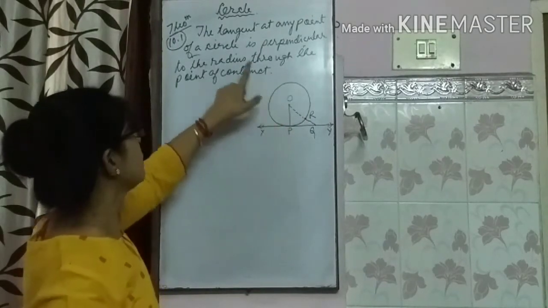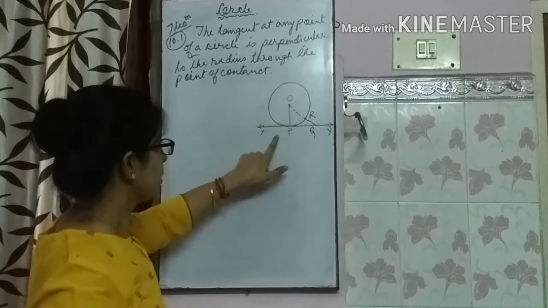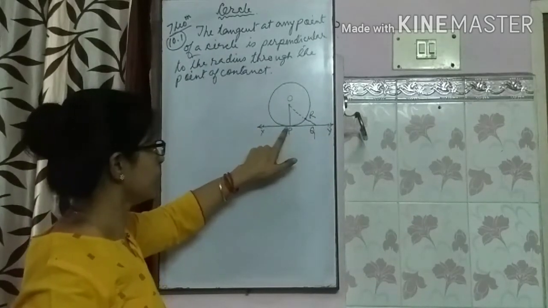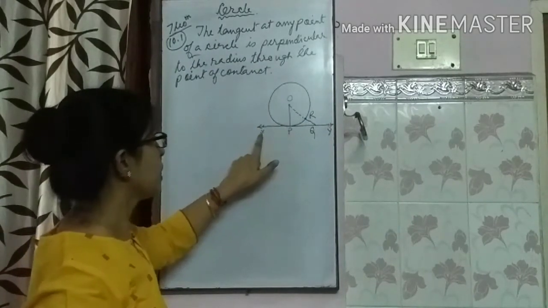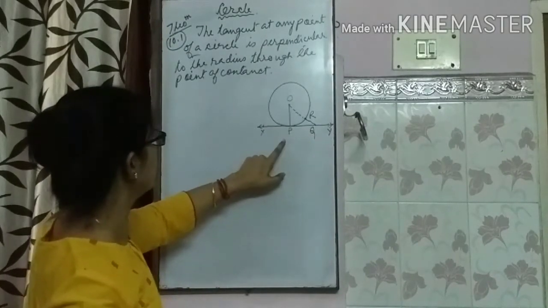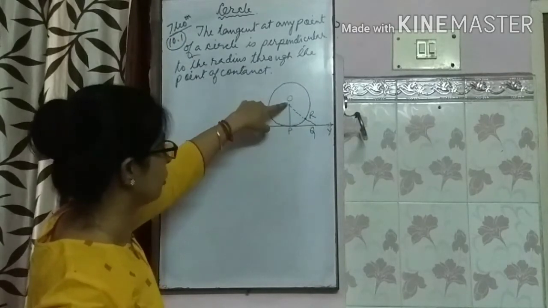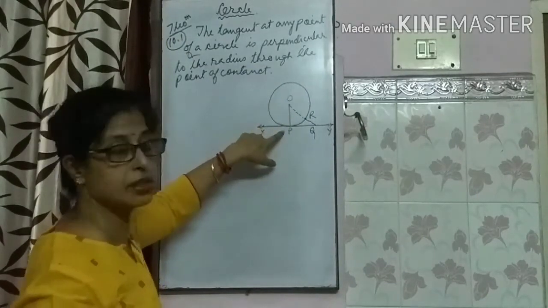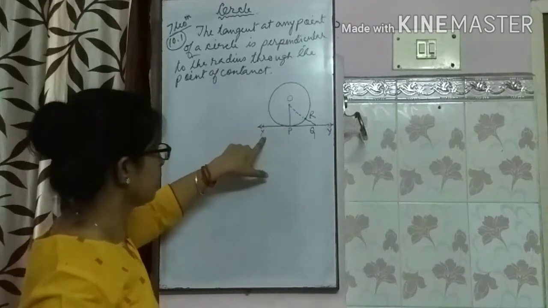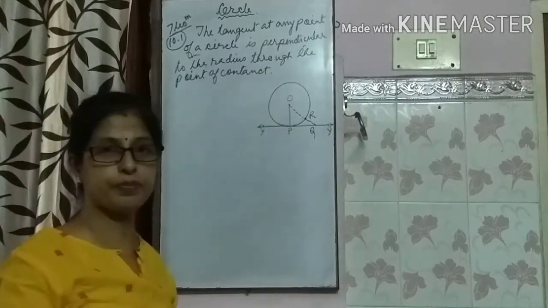That means what? You have to prove the tangent at any point. Say XY is the tangent at point P. This tangent is always perpendicular to the radius. Here the radius, if I join O and P, then it will be the radius. So we have to prove that the tangent XY is perpendicular to OP.